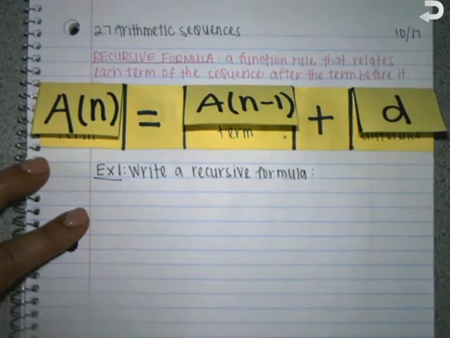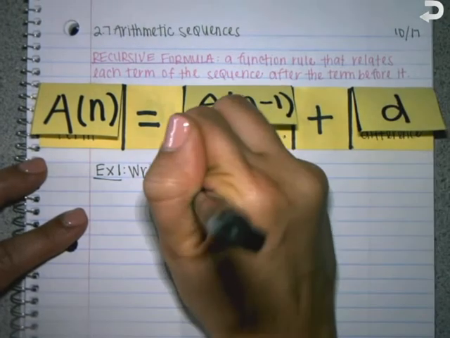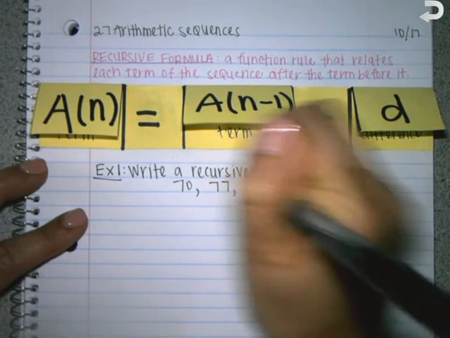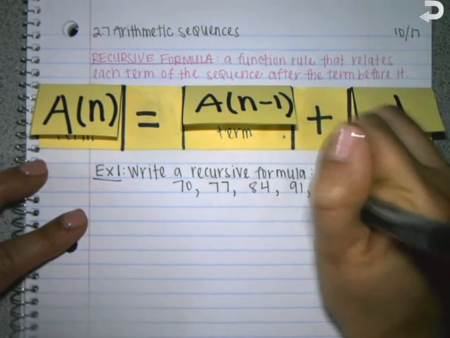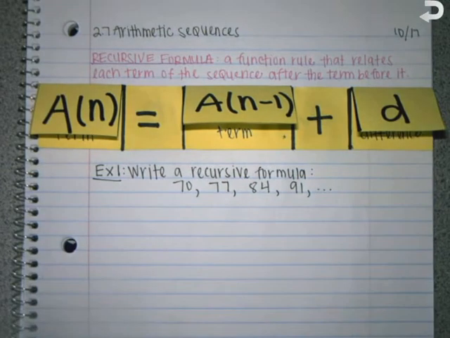For this sequence, 70, 77, 84, 91, ... means it goes on forever.